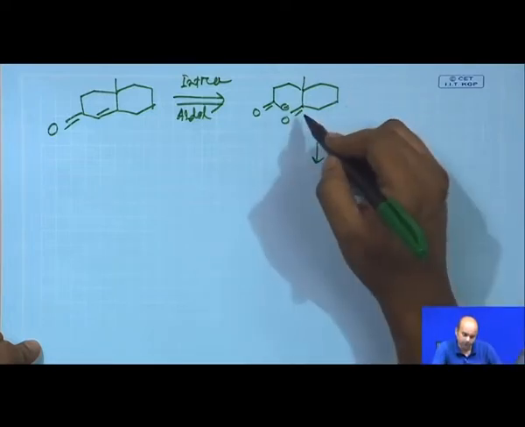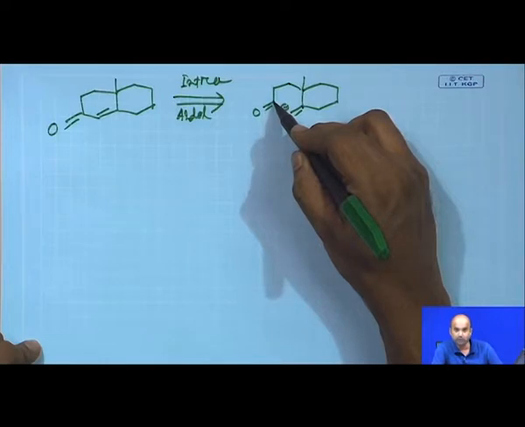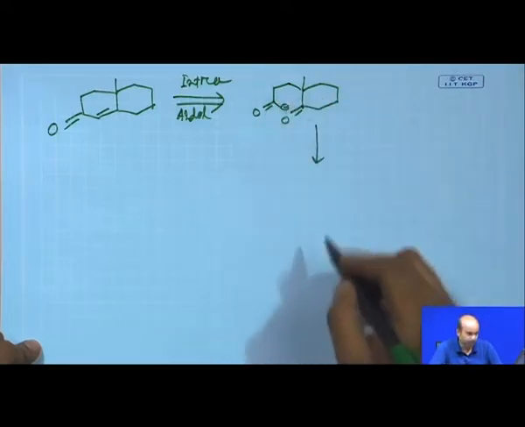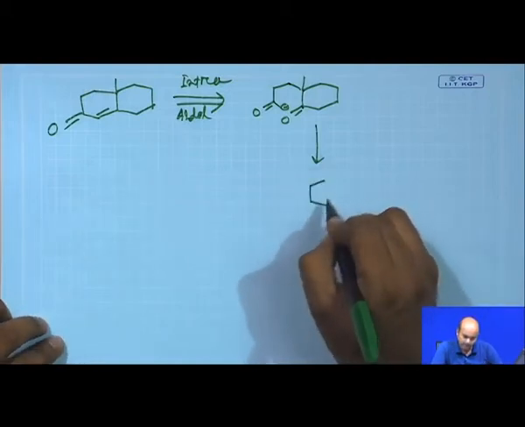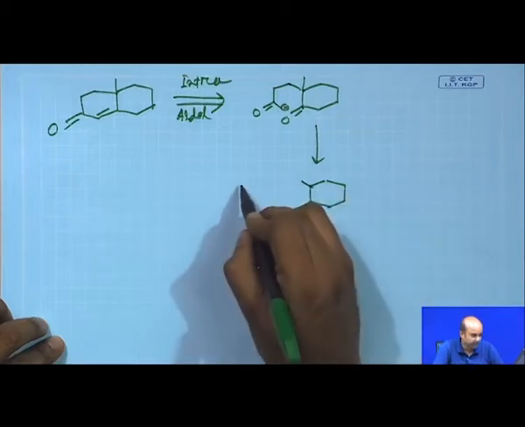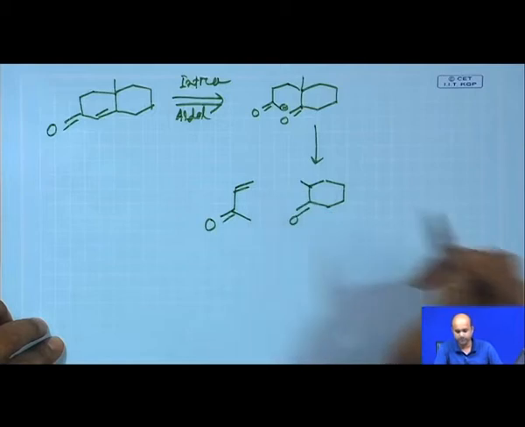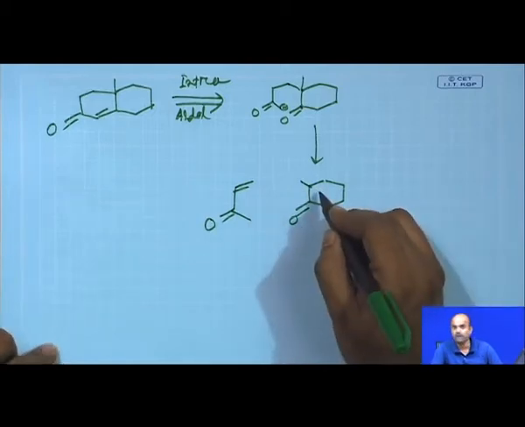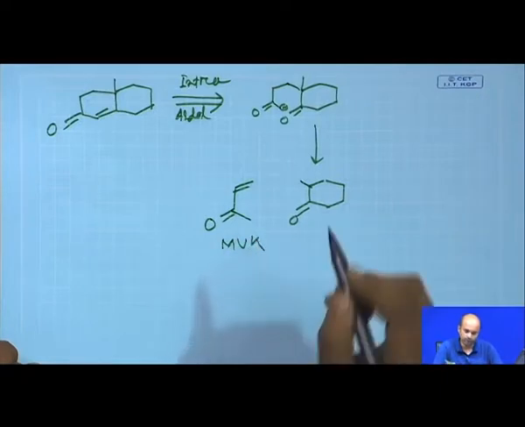Now, what is this compound? It is a 1,5-dicarbonyl species. Now, we see its structural features. This compound can easily be synthesized if you have a starting material something like this and a Michael acceptor something like this. So, what are these? The 2-methyl cyclohexanone and methyl vinyl ketone.